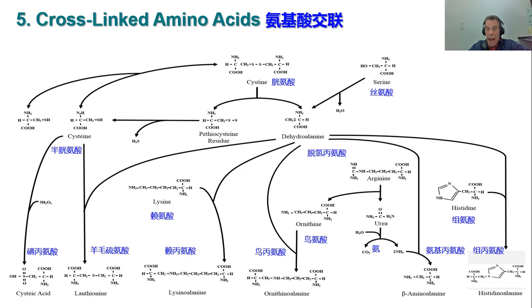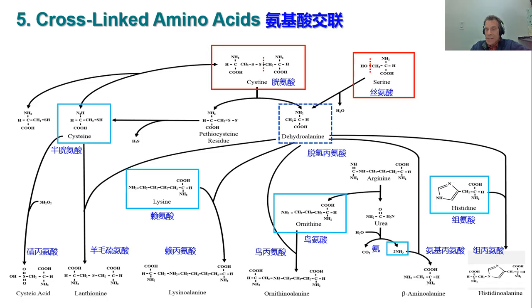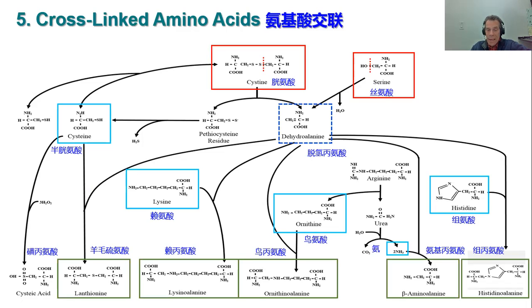These linkages are actually created within the protein by these residues. So actually, cysteine and serine can give rise to dehydroalanine. Dehydroalanine has an affinity for cysteine, lysine, ornithine, and histidine, creating these cross-linked amino acids within protein if these are located within the protein. So actually, lanthionine, lysinoalanine, and histidinoalanine can be created within protein.